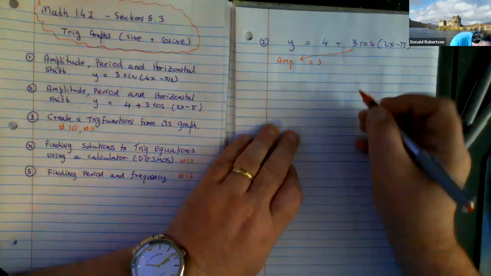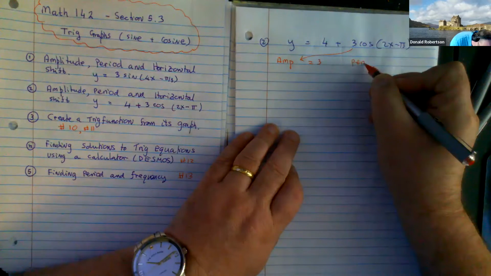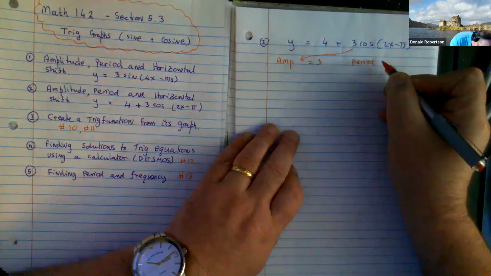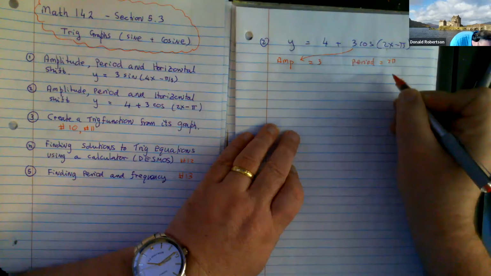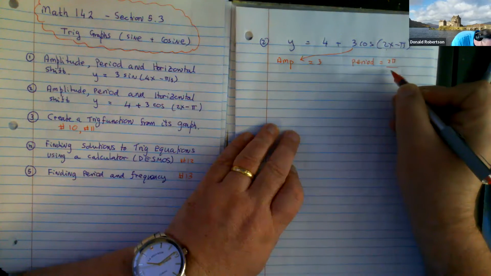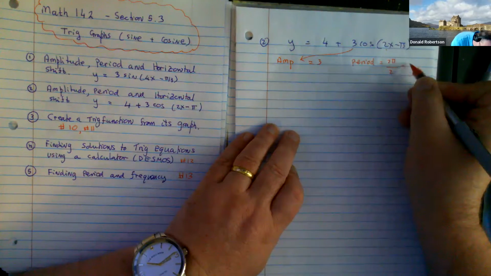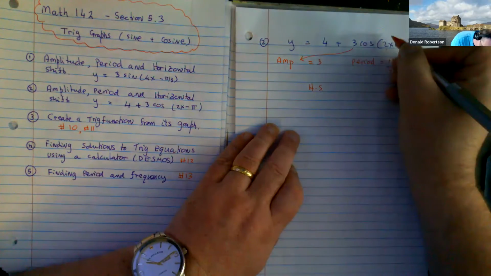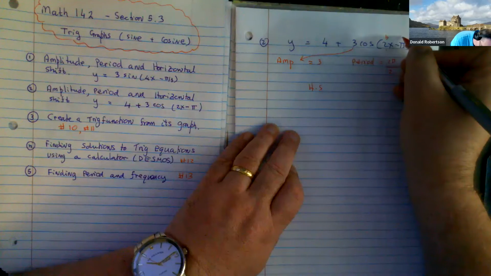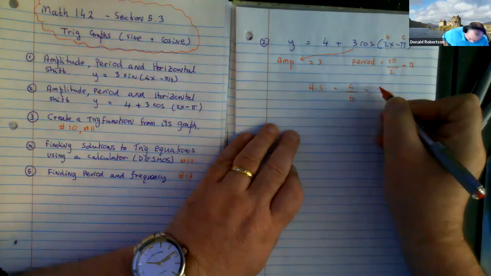So that's the amplitude. I want to do the period. So it's 2 pi divided by that number. So it's pi. And I want to do the horizontal shift. So that's B and that's C. So it's C over B, and it's pi over 2. Positive because of that.